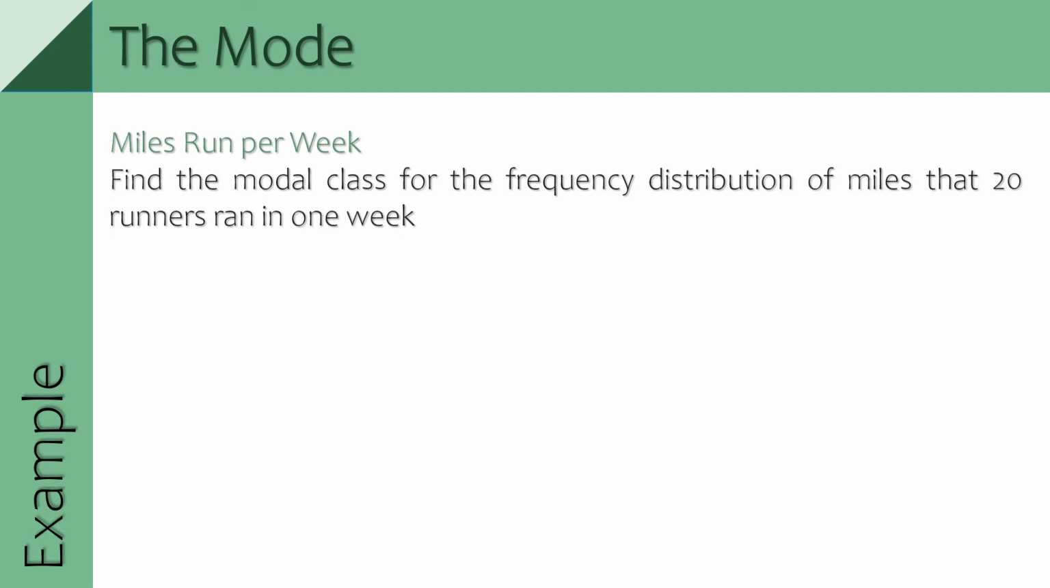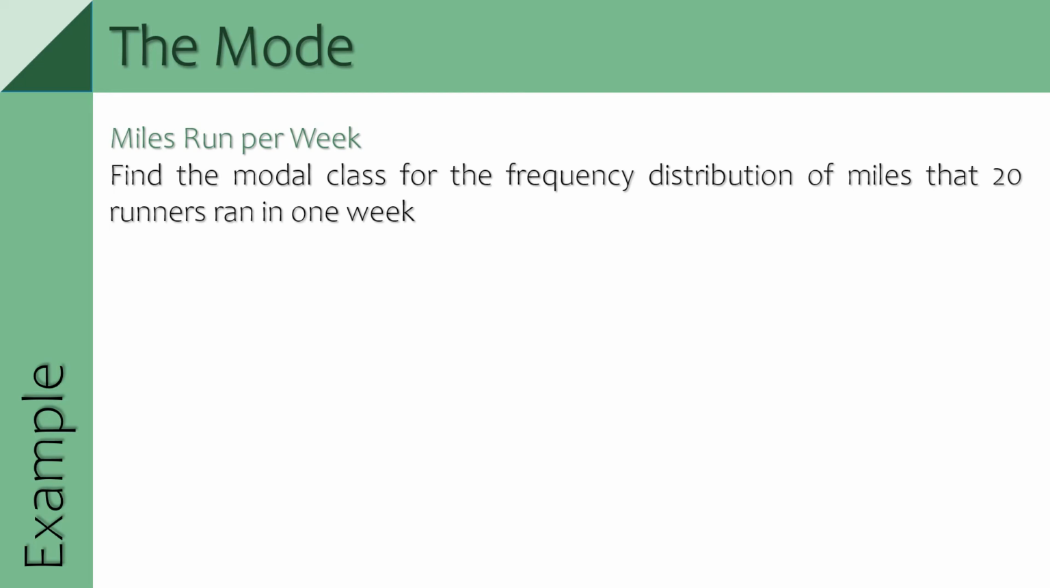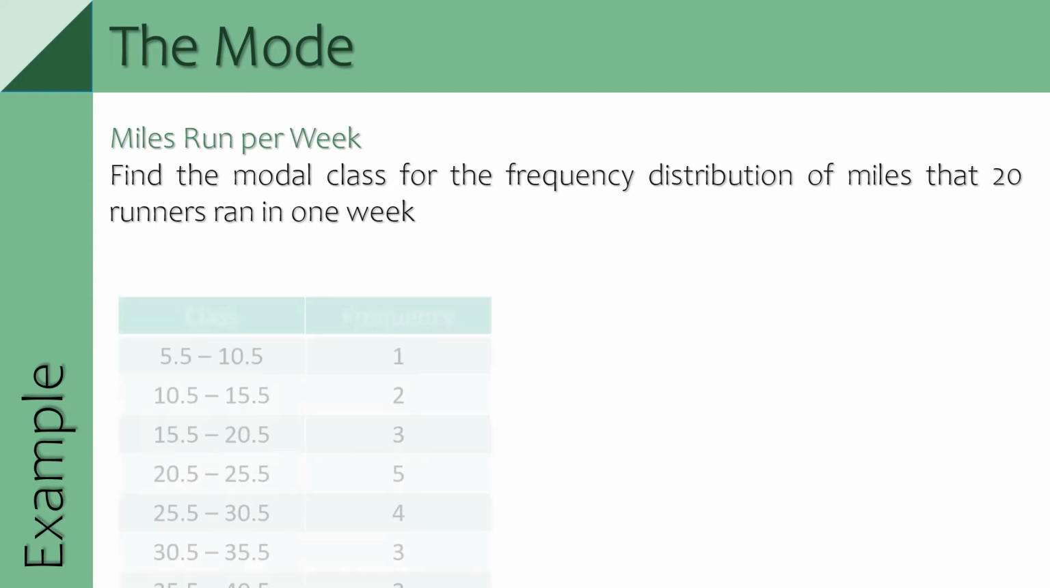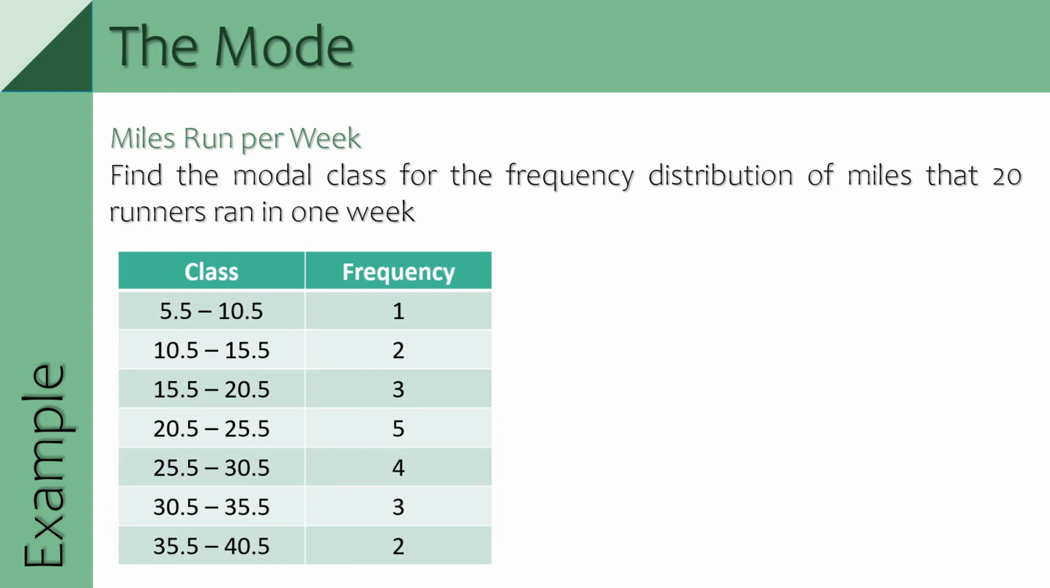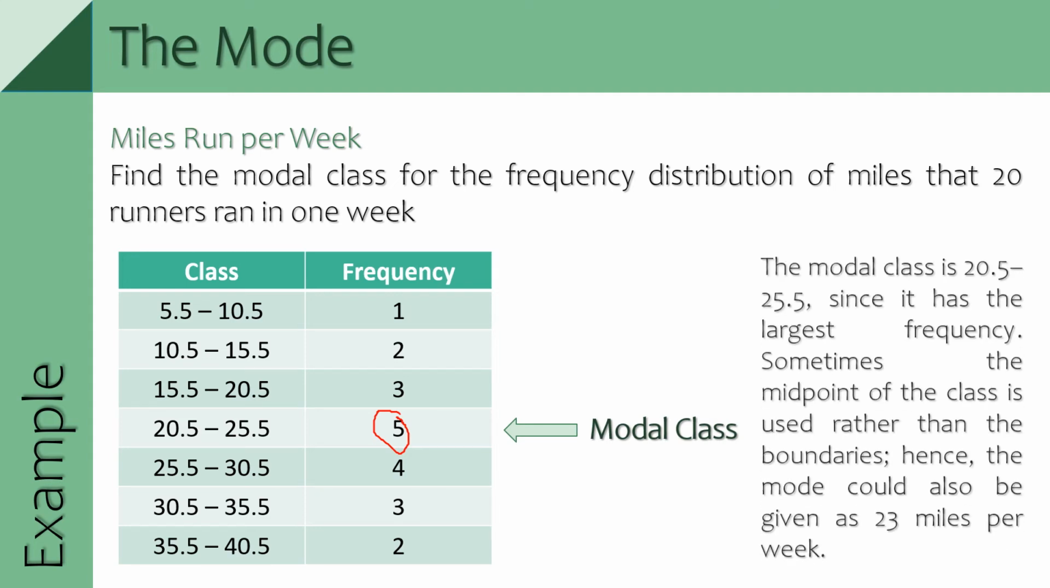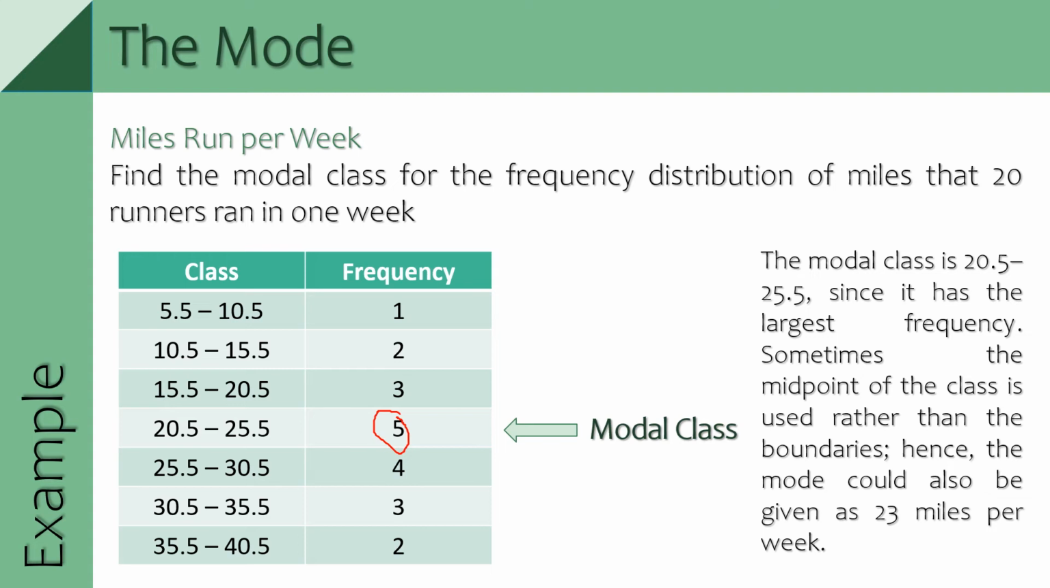Okay, next. Miles run per week. Find the modal class of the frequency distribution of miles that 20 runners run in a week. So, ito yung class natin, yung class boundaries, and ito yung frequency. Okay, so obviously, ang pinakamadaming frequency ay ito, ang 5. So, ang tawag dyan ay modal class. So, the modal class is 20.5 to 25.5 since it has the largest frequency.